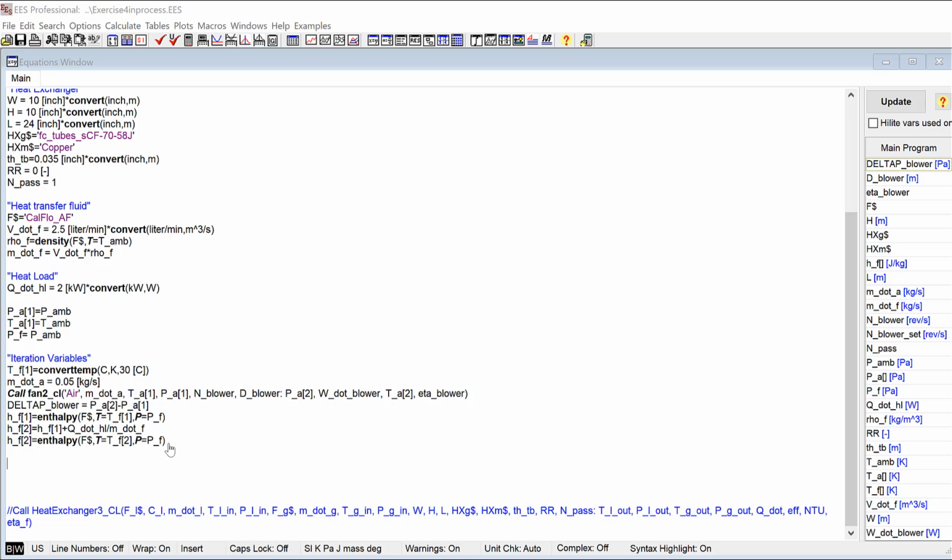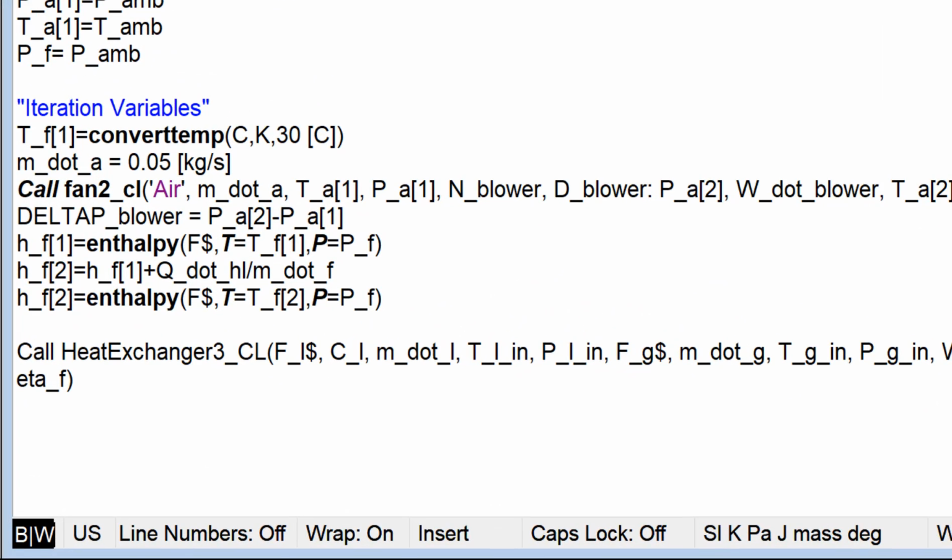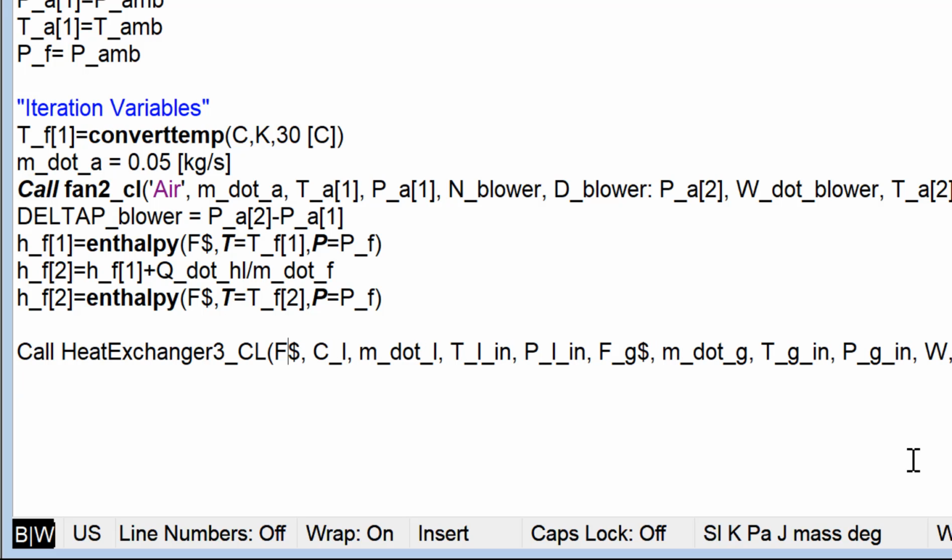Okay, so I guess all that's left then is to add in the heat exchanger, right? The heat exchanger will tell us what's the pressure drop of the air side across the heat exchanger, and it'll also tell us what's the temperature leaving the heat exchanger, and that'll allow us to finish our model. So let's see, the heat exchanger needs the fluid name.